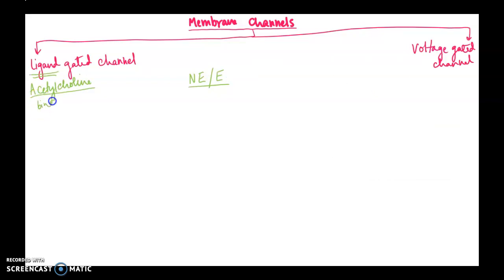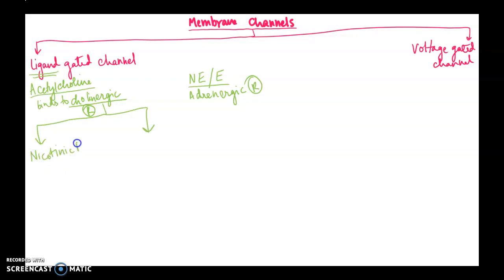Now acetylcholine is a ligand that will bind to receptor, right? There is binding of the ligand to the receptor, and the receptors to which acetylcholine binds are called cholinergic receptors. So acetylcholine binds to cholinergic receptors. Norepinephrine and epinephrine bind to adrenergic receptors. Now there are two types of cholinergic receptors. How many? Two types of cholinergic receptors. We have something called nicotinic receptor, and then we have muscarinic receptor. I'll make another video to explain these.